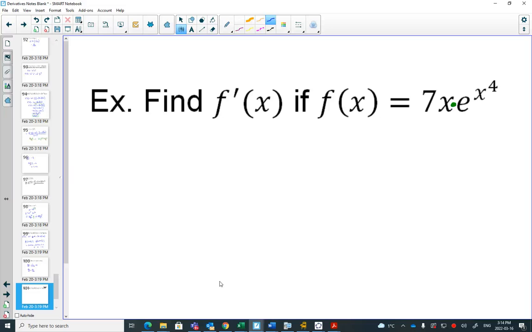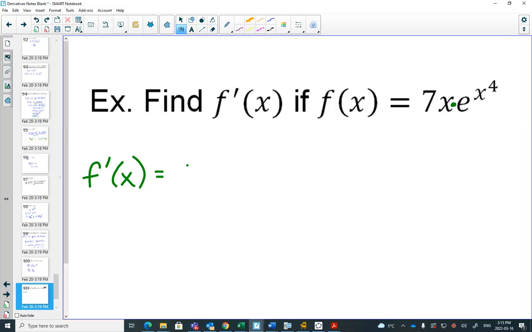f of x equals 7x times e to the x to the 4. Product rule. I started well to the left, right? I'm learning. Feeling good. Feels good to learn. Start right in the middle again.